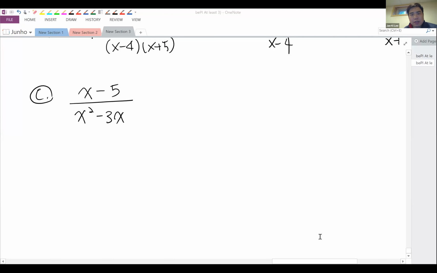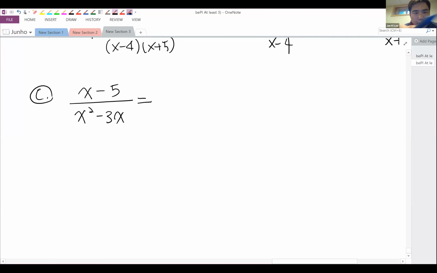So here, see x minus 5 over x squared minus 3x. Now, unlike other questions, this one is not factored yet. Do you see my screen? No. Okay. So this question here, x minus 5 over x squared minus 3x. Unlike the other questions, it is not factored yet. So the first step, you need to factor the denominator. Okay. So let's factor the denominator.